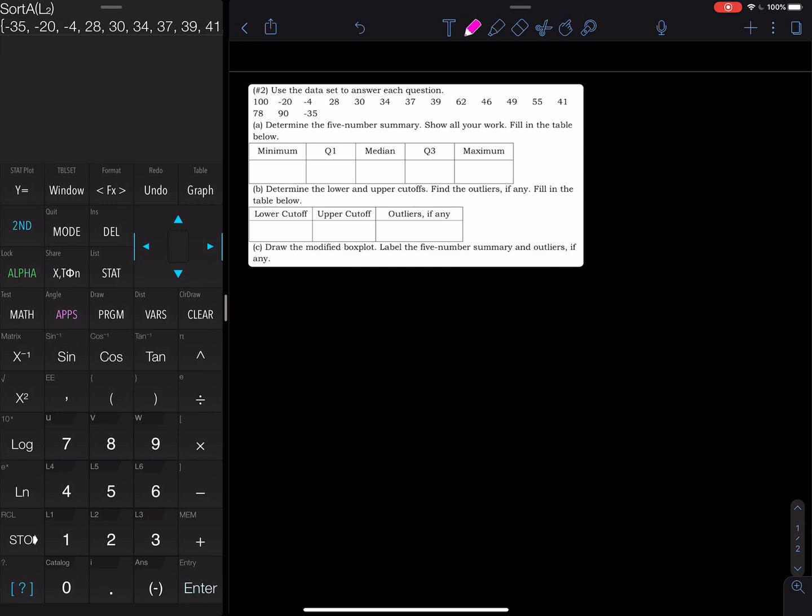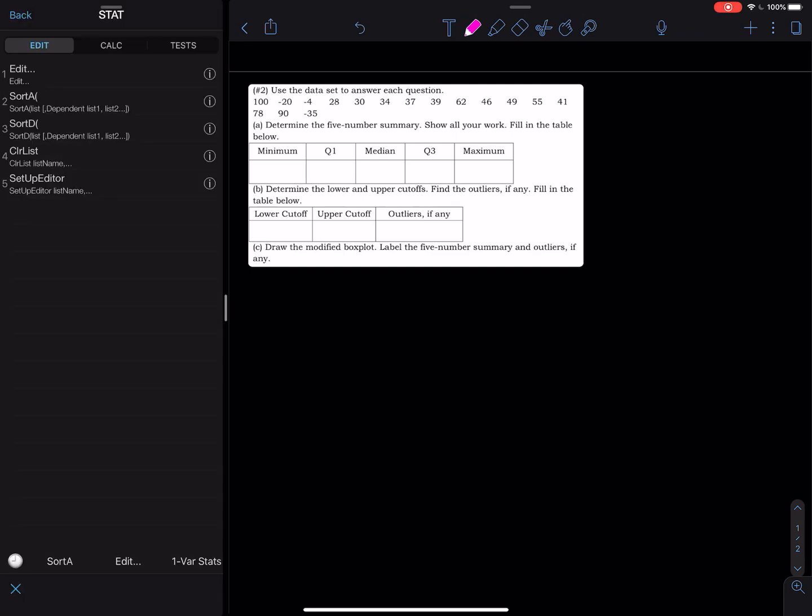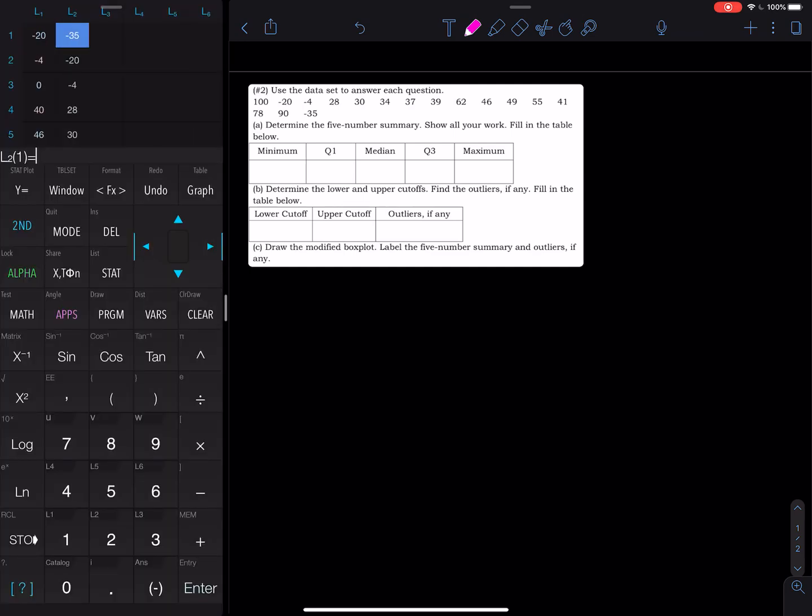But in this one, the system is a little bit different. They actually show me only a portion of the data. So to check the entire list, I have to go to stat, edit, and then L2 to check out the entire list.